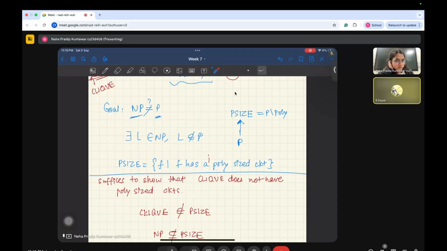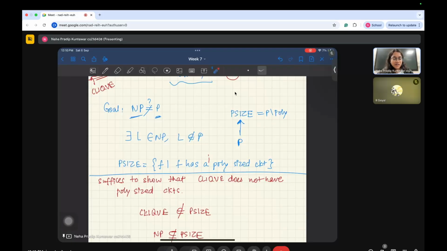Because P/poly can be viewed as a Turing machine plus some tape reserved for the advice, and the advice would be a polynomial amount of advice. So how is it that non-determinism is working? Clique is an element of NP, and the Turing machine with advice is not working in the case of clique. So we don't know whether this will not work.